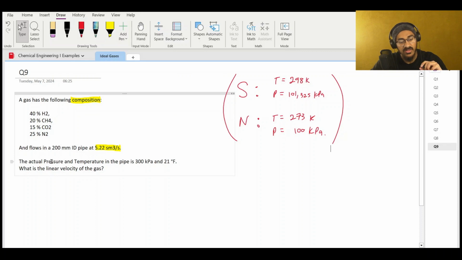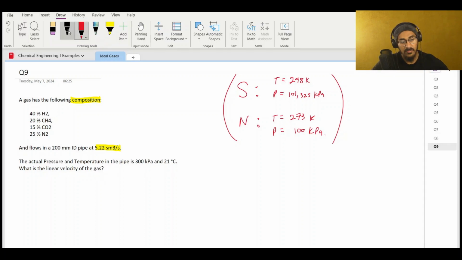Then they say the actual pressure and temperature in the pipe is 300 kPa and 21 degrees Fahrenheit. Oh, that's not Fahrenheit, that's Celsius. 21 degrees Celsius. What is the linear velocity of the gas? A good way to solve the question is to always start from what you want to know and ask yourself what pieces of information you need in order to get to the final answer.